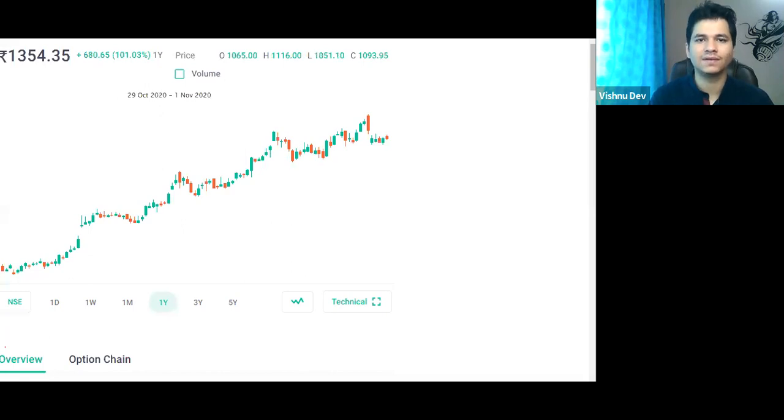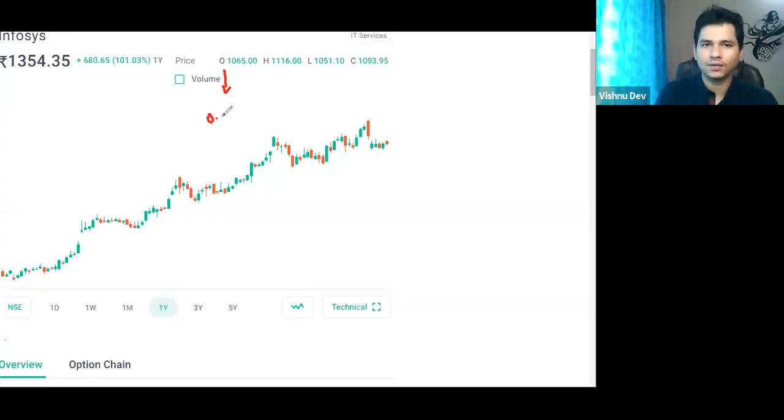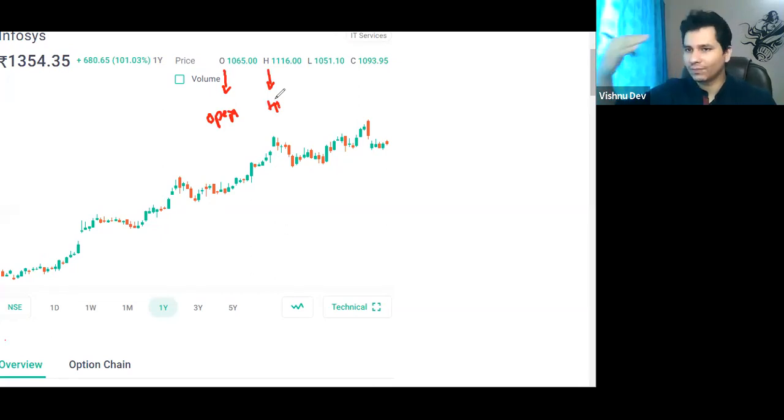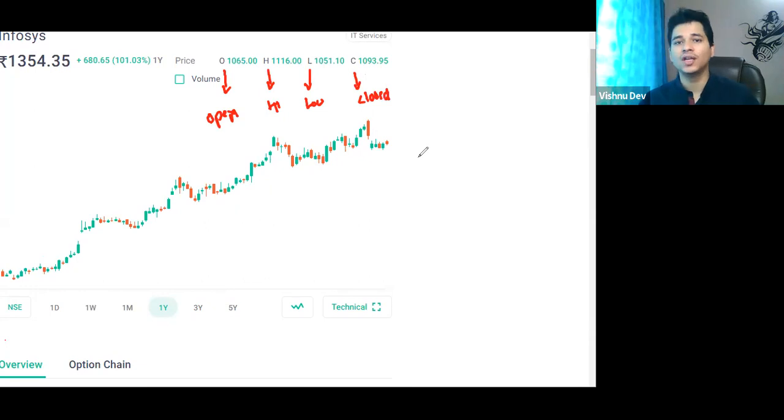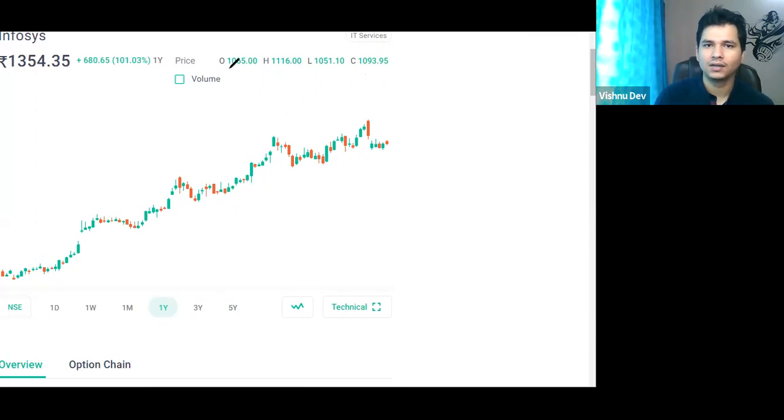Please, when someone is speaking, do you want to make this a fish market? Tell me, this O is called the opening price, the open price. This H is called the highest, the highest of that day, of that month. This L is the lowest, and this is your closing price, meaning when the market is closed, the price at which this share was being sold. So this is open, high, low, close.